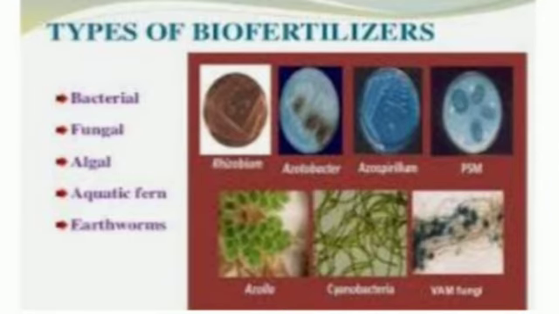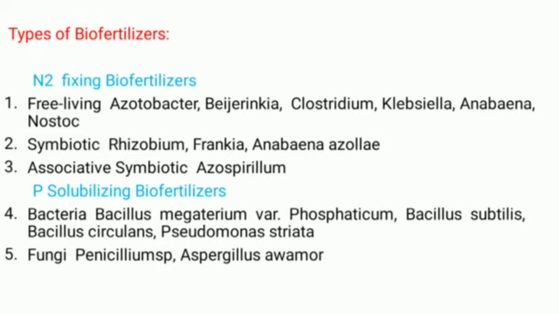And next, the types of biofertilizers. There are 7 types of biofertilizers: Rhizobium, Azotobacter, Azospirillum, phosphate solubilizing microorganisms, Azolla, cyanobacteria, and AM fungi. The first one is nitrogen fixing biofertilizers. These are of 3 types: free living, symbiotic, and associative symbiotic Azospirillum. And there are some examples of these 3 biofertilizers.